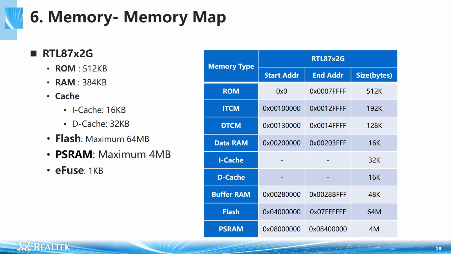The memory map for the RTL87X2G is as follows. 1. 512 kilobytes of ROM. 2. 384 kilobytes of RAM. 3. 16 kilobytes iCache. 4. 32 kilobytes dCache. 5. Up to 64 megabytes of flash. 6. 1 kilobyte of eFuse.